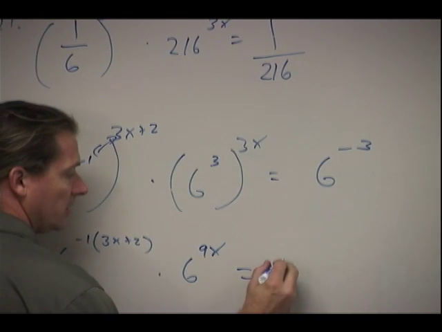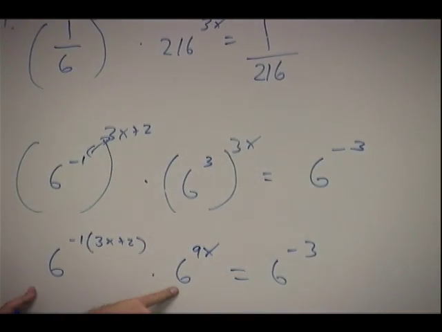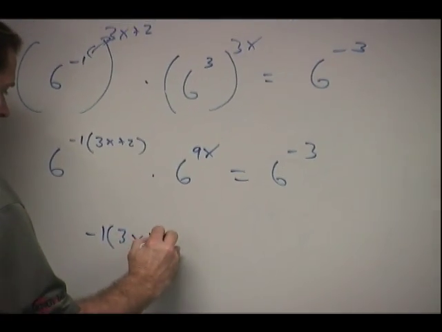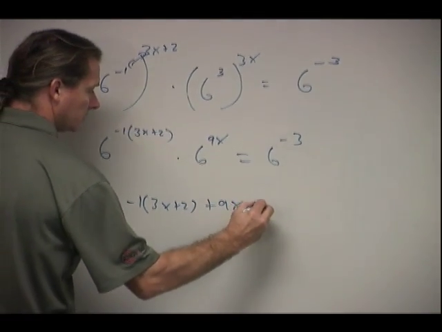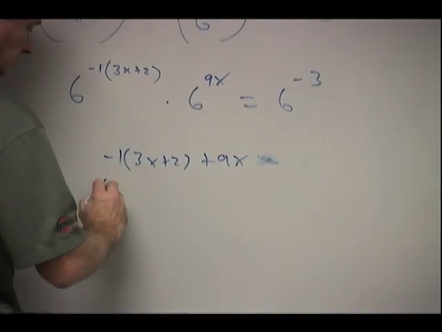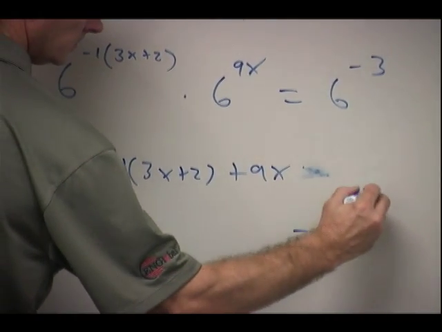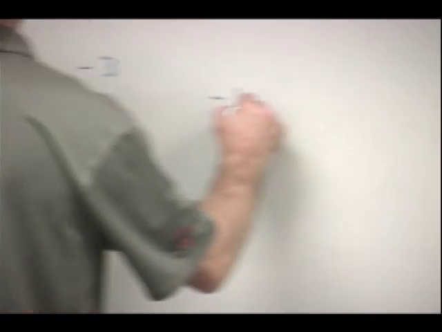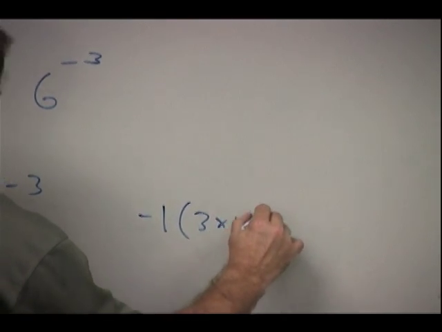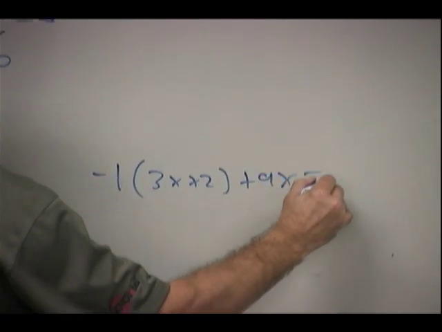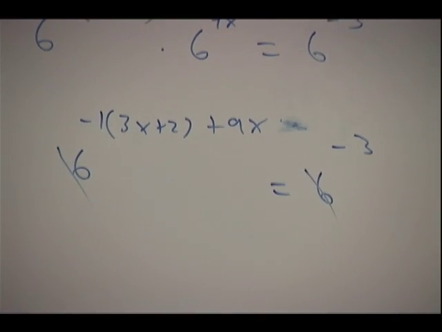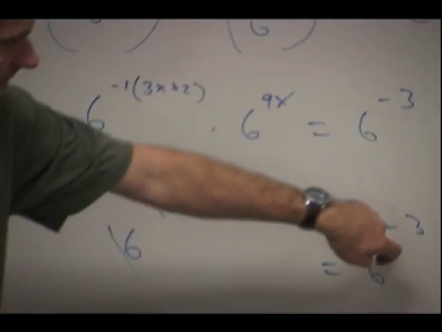9x is equal to 6 to the minus 3. The bases are the same. What do we do with the exponents? You add them. And now we can equate them. Do you see where that equation comes from? You drop these two bases since we have the same base and equate the exponents. All of this equals that.